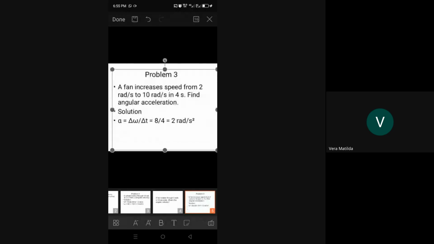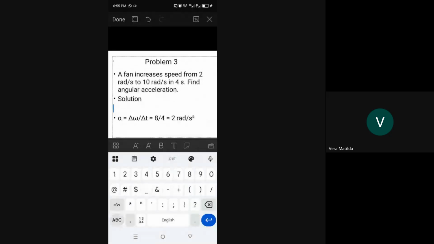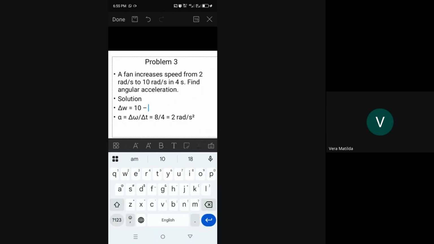So let's go ahead. Since my formula is change in angular velocity over time, my change in angular velocity is equal to the difference between the two velocities. That is what delta means, if you have done other mathematics. 10 minus 2 will give you 8 radians per second. So that is delta omega.